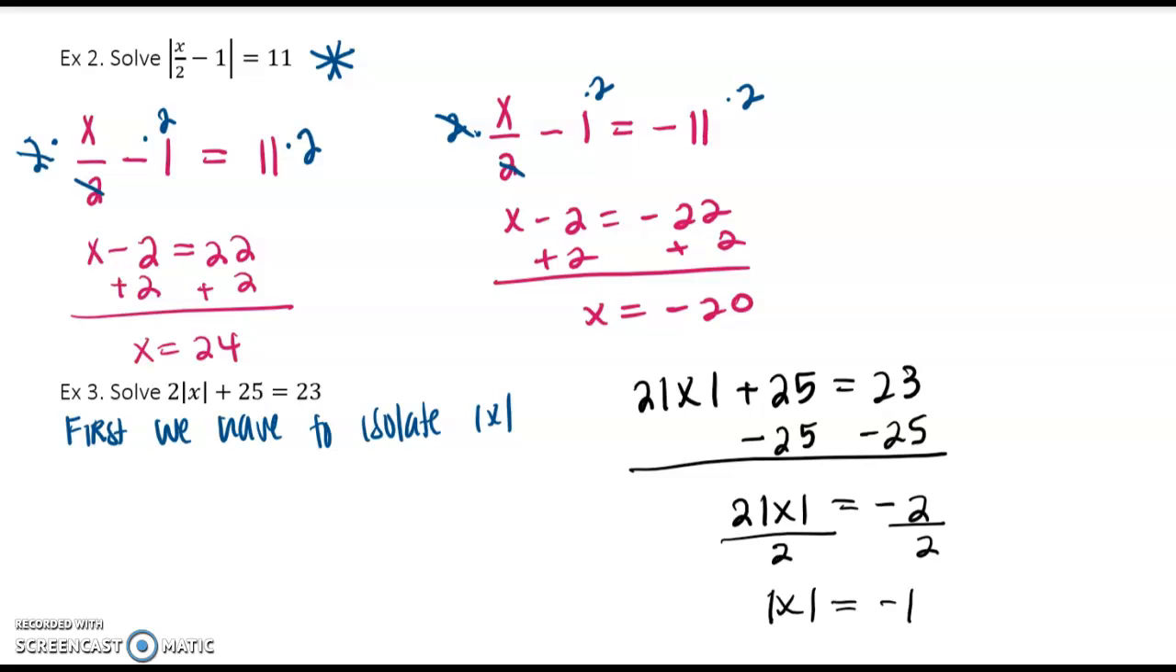And we get negative 1. Now, remember we talked about the absolute value being a distance. So can the absolute value be a negative number? No, because it's a distance and there's no negative distance. So this would be no solution. Okay, so whenever you have the absolute value isolated and it's equal to a negative number, that implies no solution.